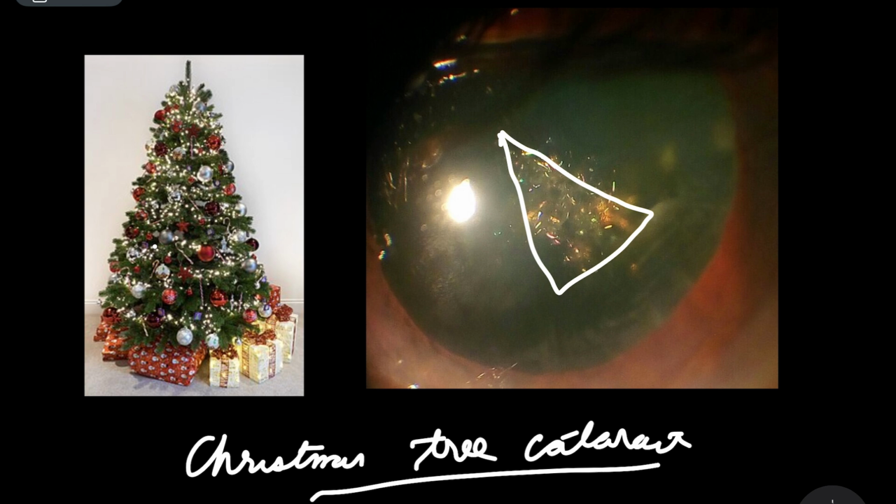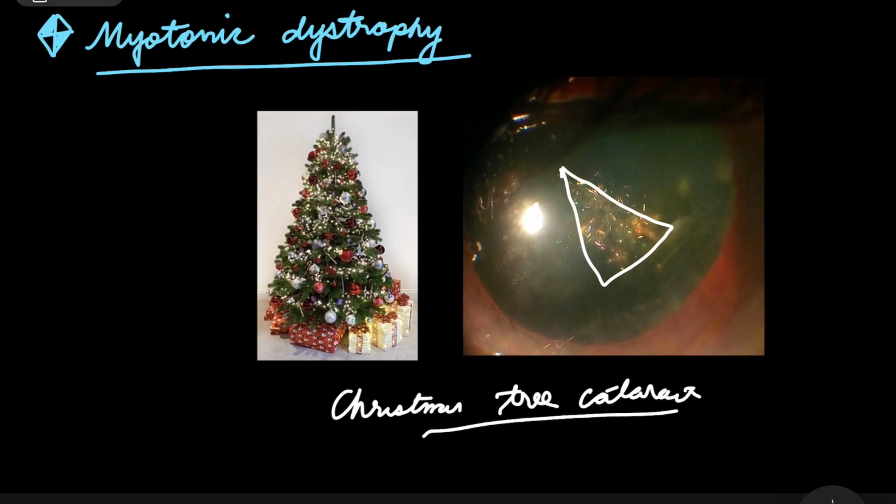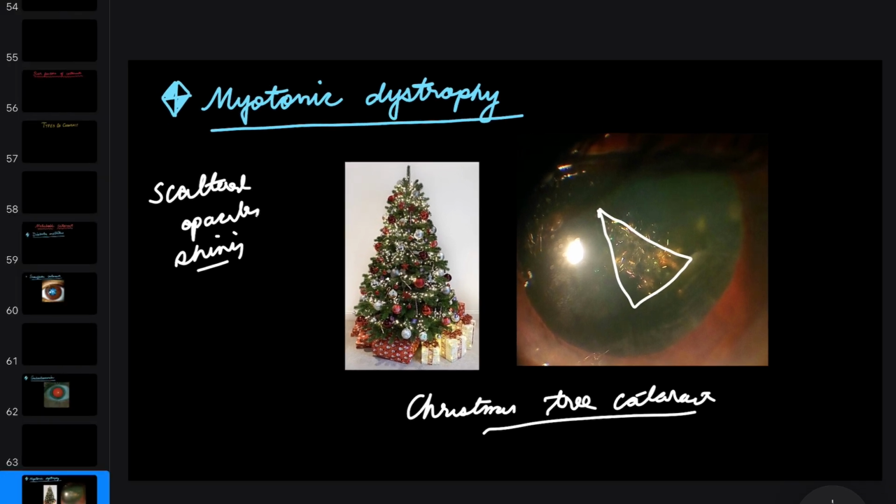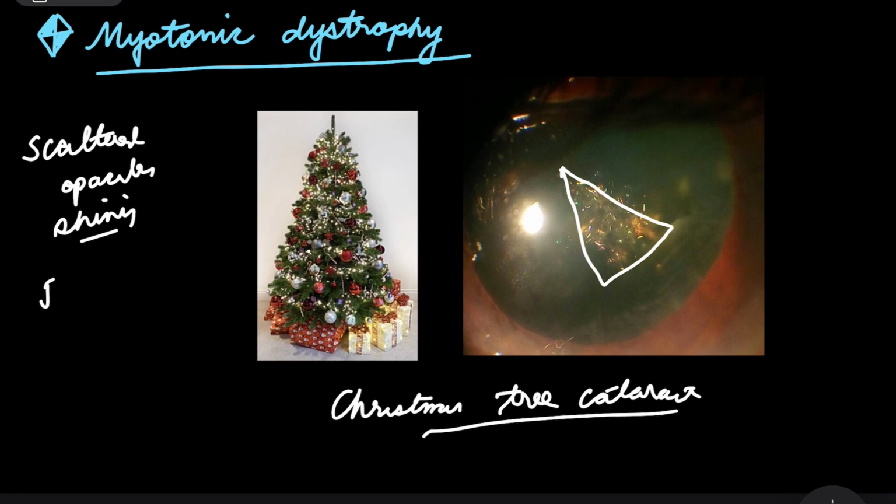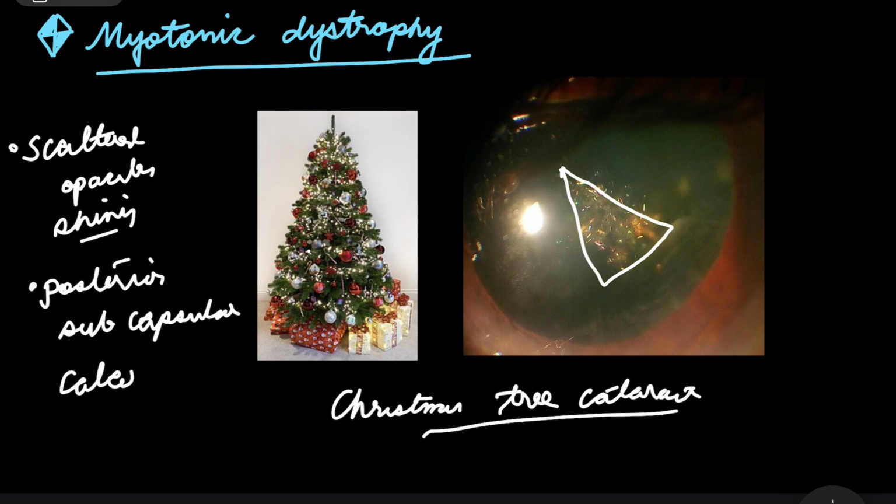And why are these different light-like structures shining here? This is how we describe it: scattered shining opacities throughout the lens, but mostly where in the lens? Mostly in the posterior subcapsular area. So this gives us another piece of information: myotonic dystrophy cataract is basically a posterior subcapsular cataract.